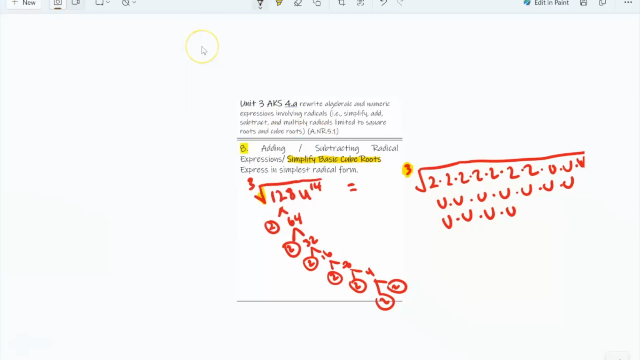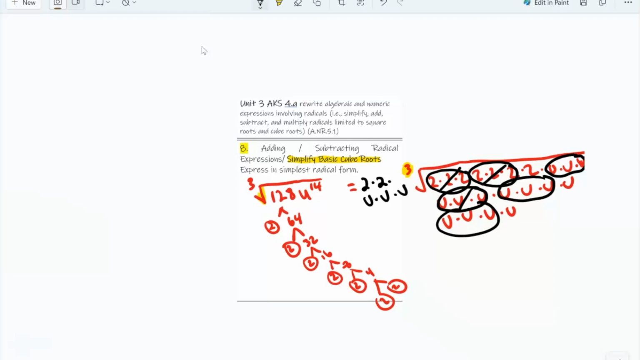And again, please don't be lazy to write this down. Just write it down. So I circle 3 twos and they make how many books? 1. I circle 3 twos and they make how many books? 1. I can't circle any more 2s because we're done there. Now 3 u's make one book. 3 u's make one book. 3 u's make one book. 3 u's make one book. All right, so those are all my books.